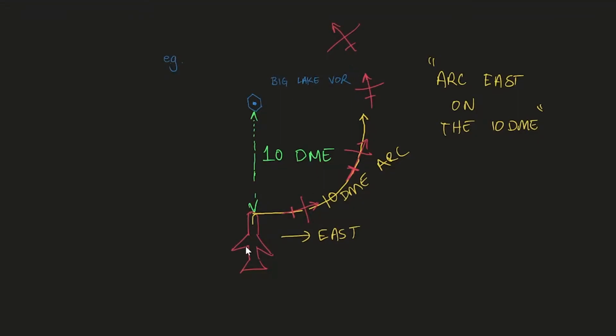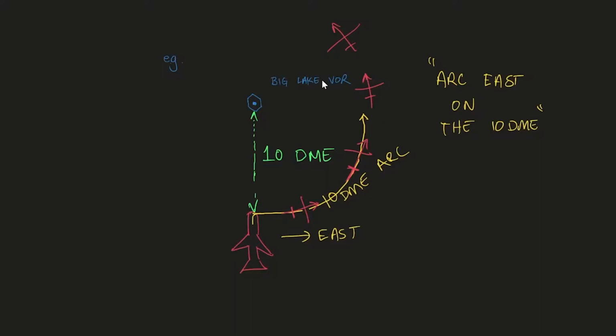If you notice here, I'm going towards the VOR, and then I'm going to turn right first towards east, then left, left, left, left, left, all the way around. I'm arcing left all the way around until they tell me to do something else, essentially. So this is arc east on the 10 DME arc of the Big Lake VOR.